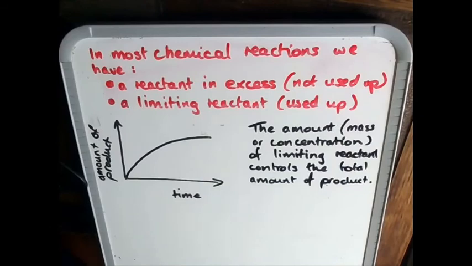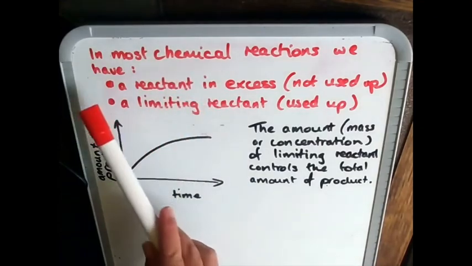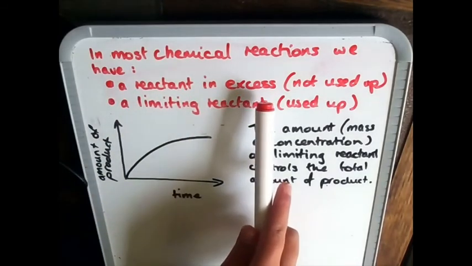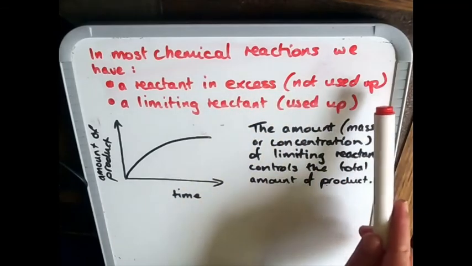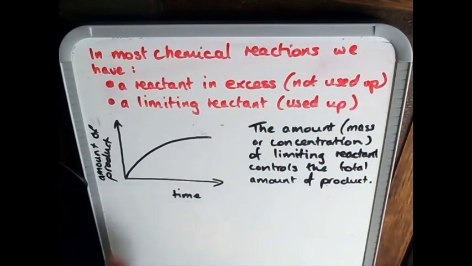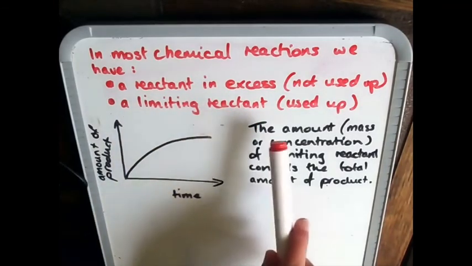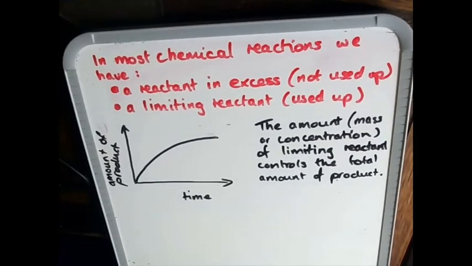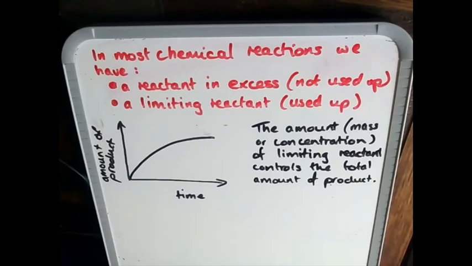Okay, so how do we know how much product will be produced in a chemical reaction? Well, in most chemical reactions, we have two reactants coming together. One of these reactants will be what we call the reactant in excess, and that reactant is not used up. The other reactant will be what we call the limiting reactant, and the limiting reactant is the reactant that does get used up. So in any chemical reaction, the reactants usually combine in a particular ratio. What that means is, unless we have that exact ratio, we're usually going to have more of one reactant than we actually need for the reaction to happen.